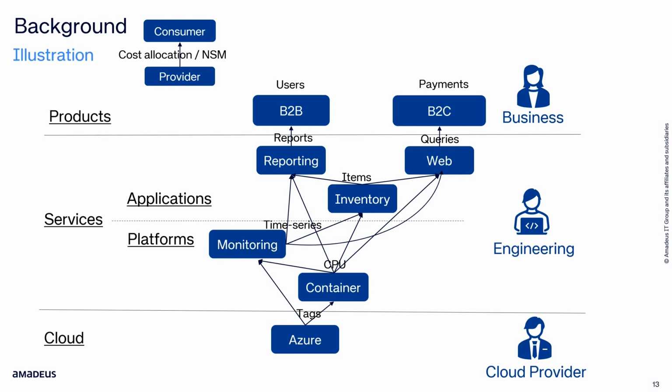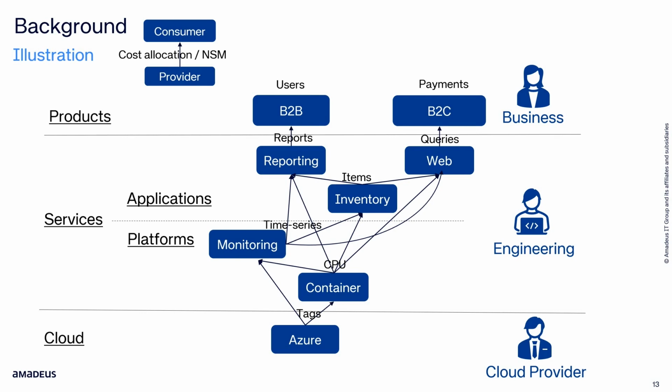Based on the principles just explained, let's check how the cost allocation model works with FinOps NSMs in the illustrative example. Remember that cost allocation works bottom-up from cloud to products. First, Azure costs are allocated to the container and monitoring services based on tags. The cost of the container platform grows with the number of CPUs, so its cost is allocated to the services running on it based on their CPU consumption.